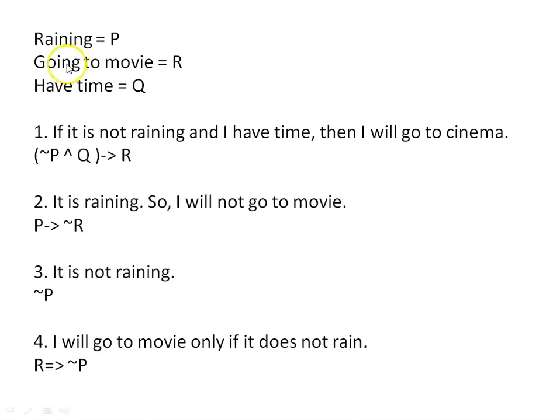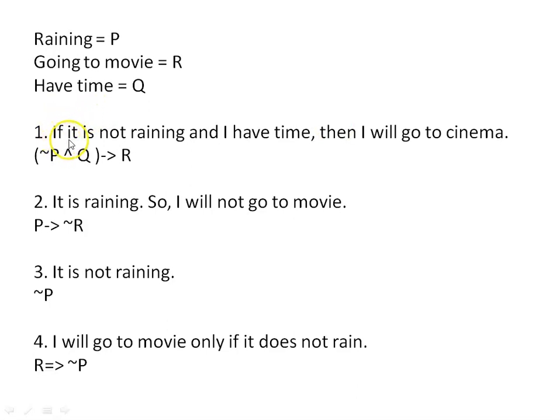So suppose we have the statement raining is equal to P. That means proposition P represents the event of raining. The proposition R represents the event of going to a movie, and proposition Q represents we have time. So if we have a sentence like this, if it is not raining and I have time, then I will go to cinema. So whenever you have an if and a then written, you have to use the imply symbol.